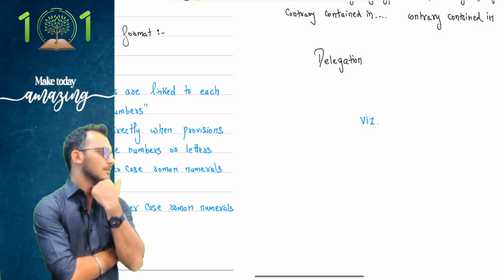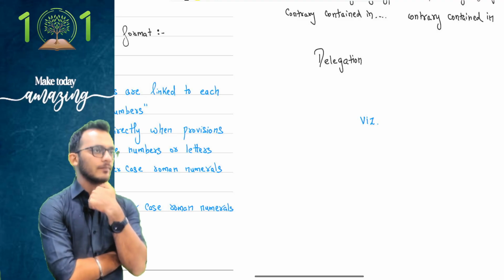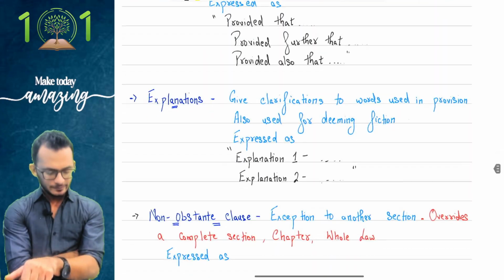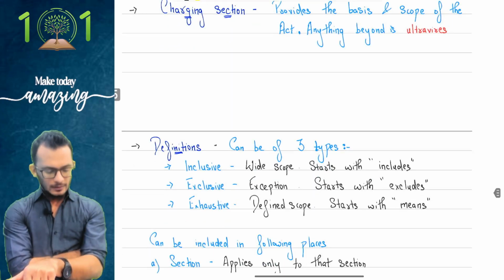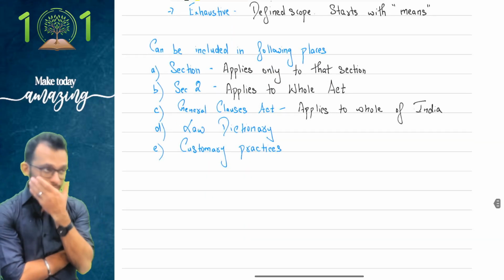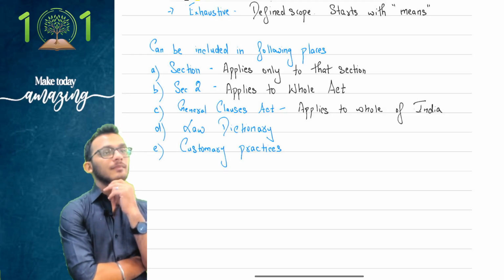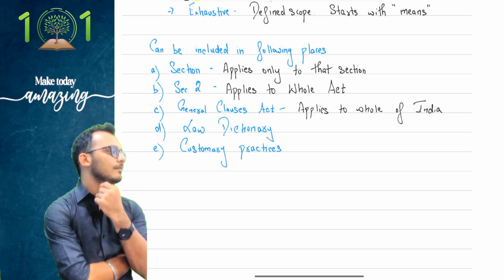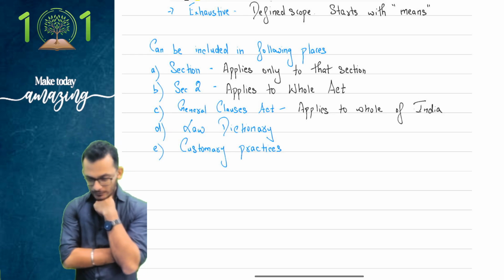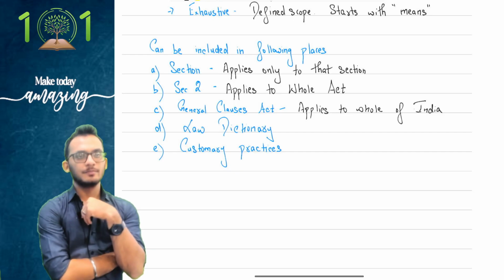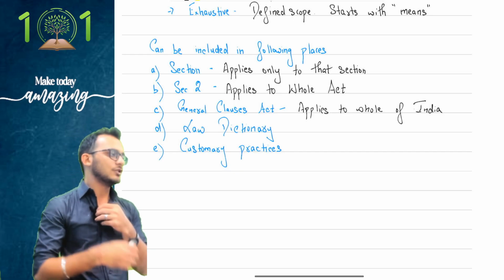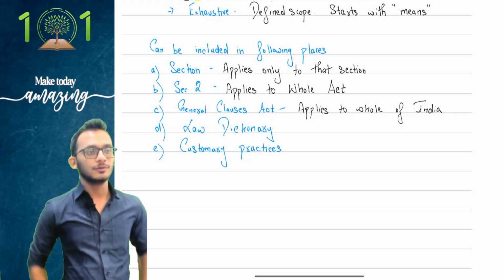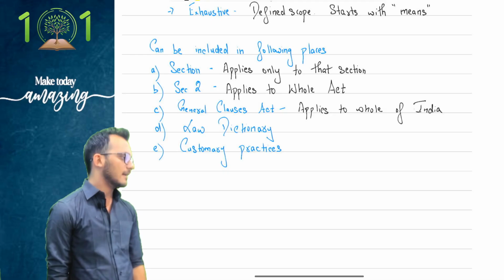The meaning of a word should always be looked in the following sequence. Under that, point A is respective section. Point B is Section 2. Point 3 is General Clauses Act.